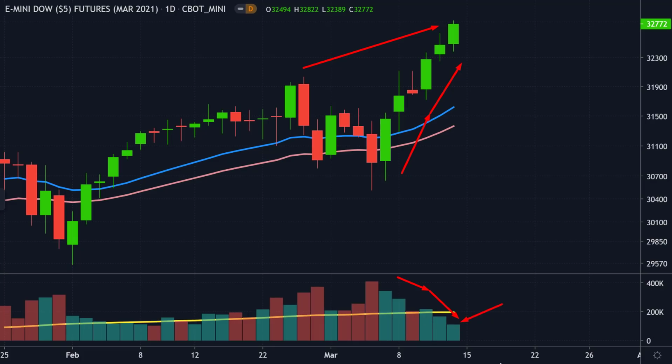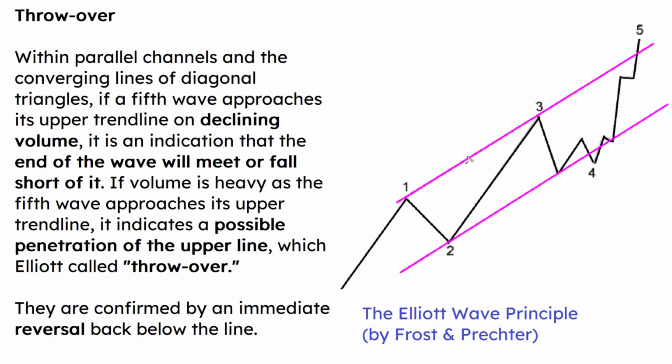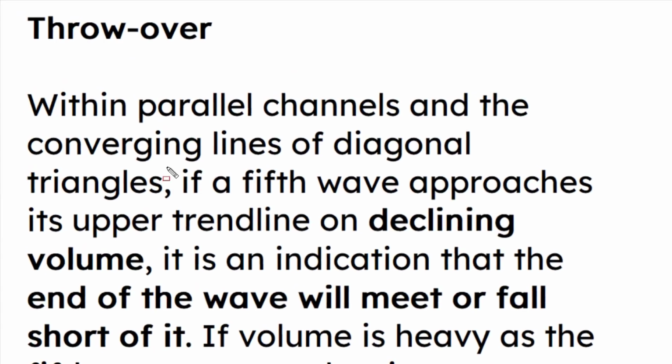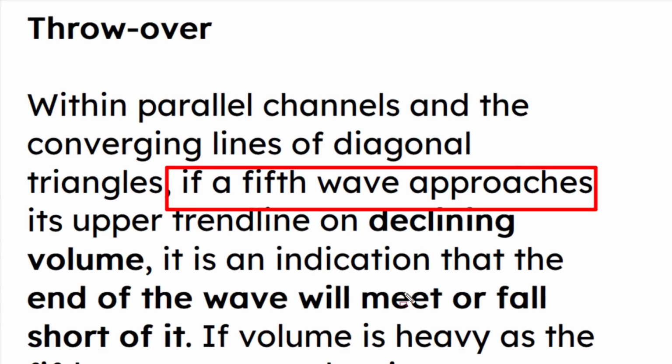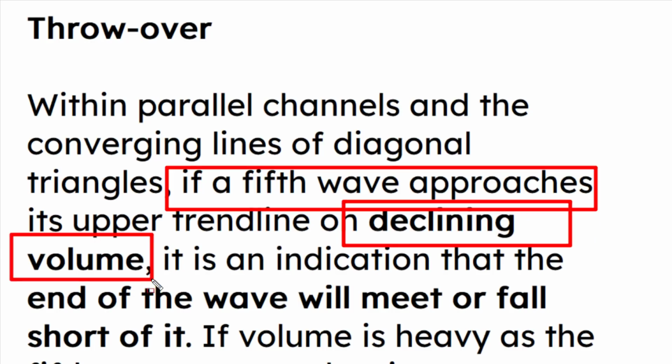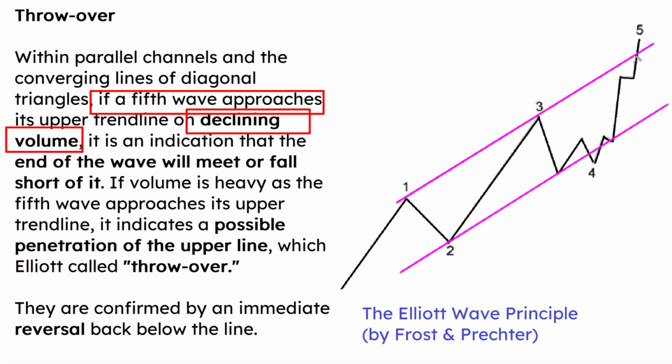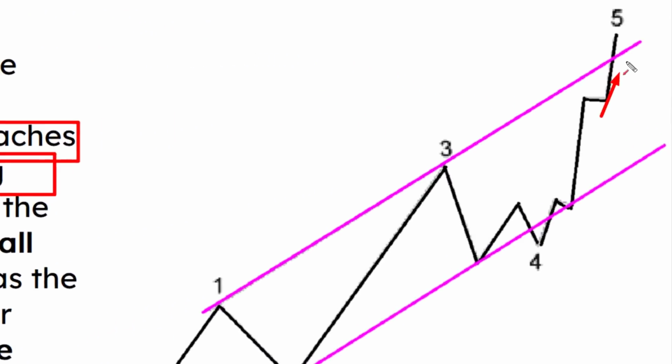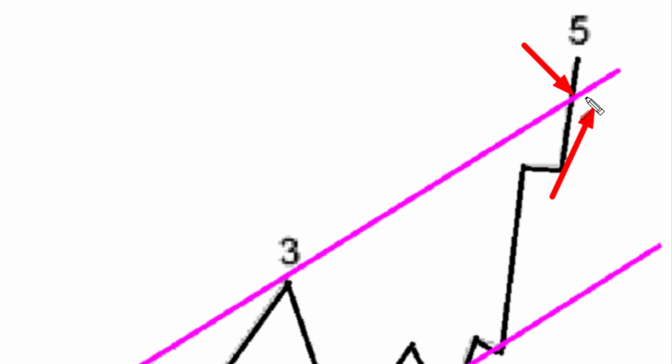So this seems to indicate what Frost and Prechter are talking about in their book, which is that, as you can see here, they're saying that if a fifth wave, which I think is what we're in right now, approaches the upper trend line on declining volume, it's an indication that the end of the wave will meet or fall short of that trend line. So we're rallying higher, but on declining volume, which means it is more likely we will fall short of that trend line, or will probably meet the trend line, but perhaps get rejected from it.